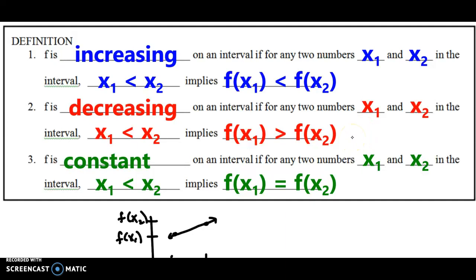F is decreasing if for any two numbers x1 and x2 in the interval, x1 is less than x2 implies that f of x1 is actually greater than f of x2, so reverse. And then it's constant if for any two numbers x1 and x2 in the interval, x1 is less than x2 implies that they're equal. Their y values are equal.